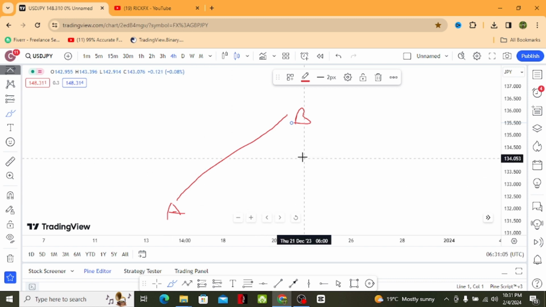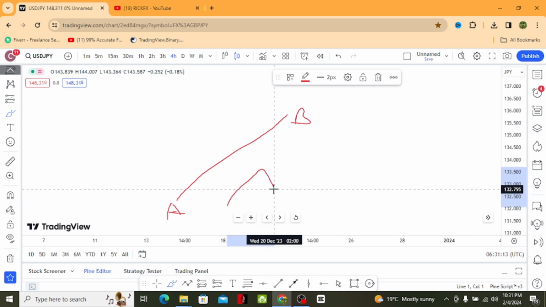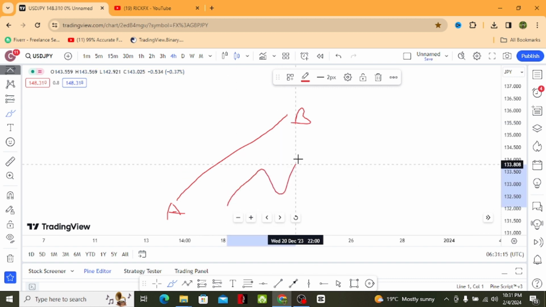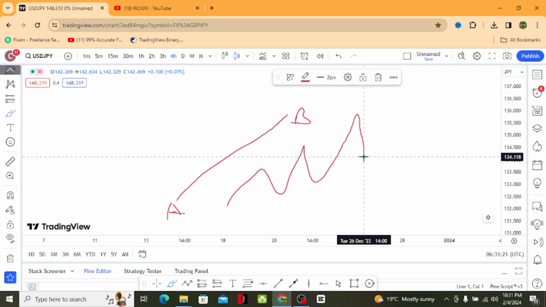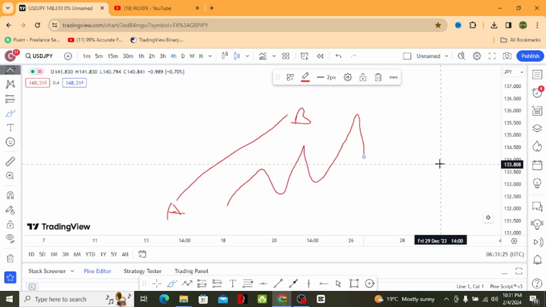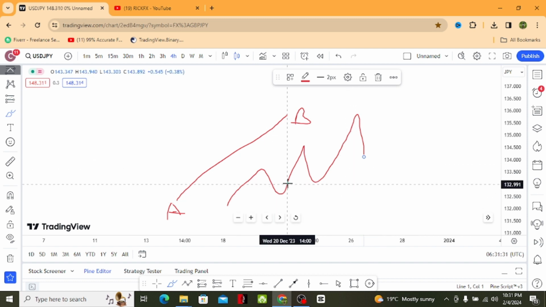Okay, so this is how the market moves. It doesn't move this way from point A to point B. It moves like this, and it comes down, swing high and it comes down. It retraced. That's how the market moves. So when you want to use the Fibonacci tool, you have to wait for price to retrace.